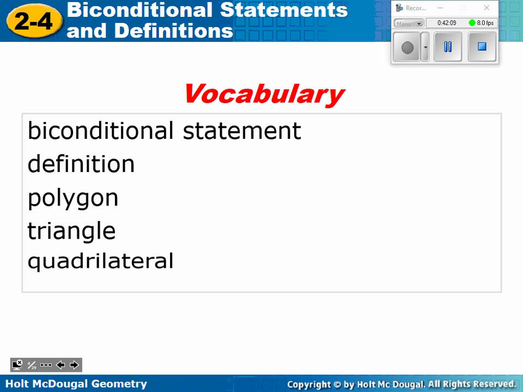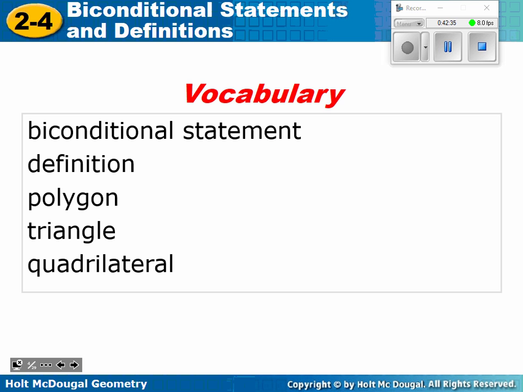2-4 is where we learn our fifth kind of statement and a few basic vocabulary words that you should already know. So our fifth kind of statement, we've got conditional, converse, inverse, contrapositive. Our fifth one is the biconditional statement. Biconditional.